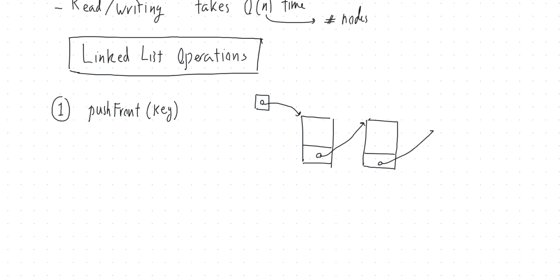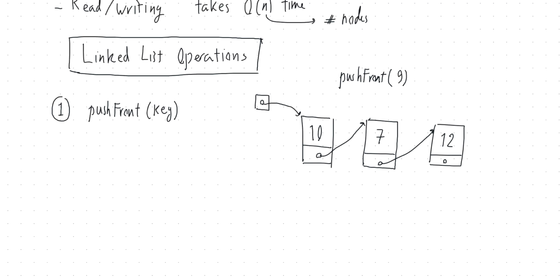Let's say this is your linked list with 3 nodes, and the data that you have currently is 10, 7, and 12. And what you want to do is push front, let's say 9, for this linked list. So how do we do that?